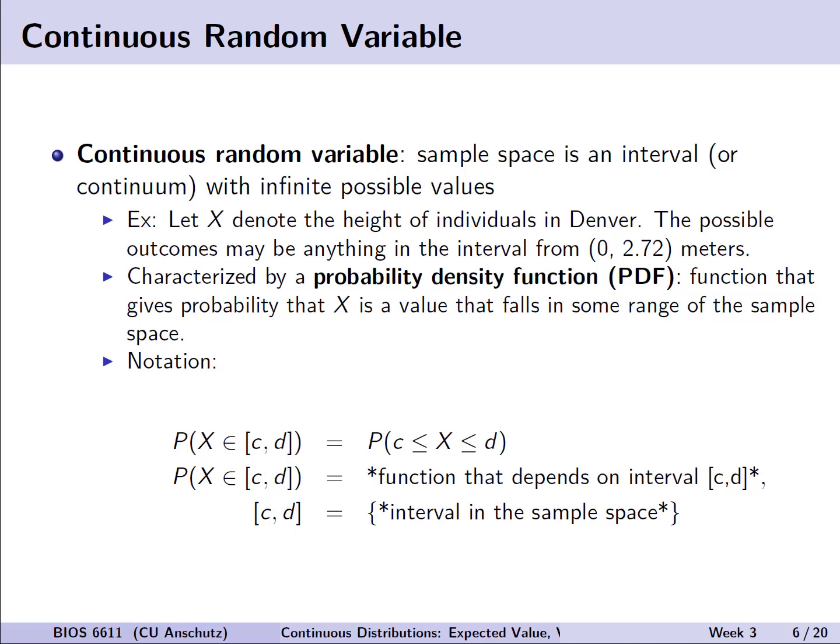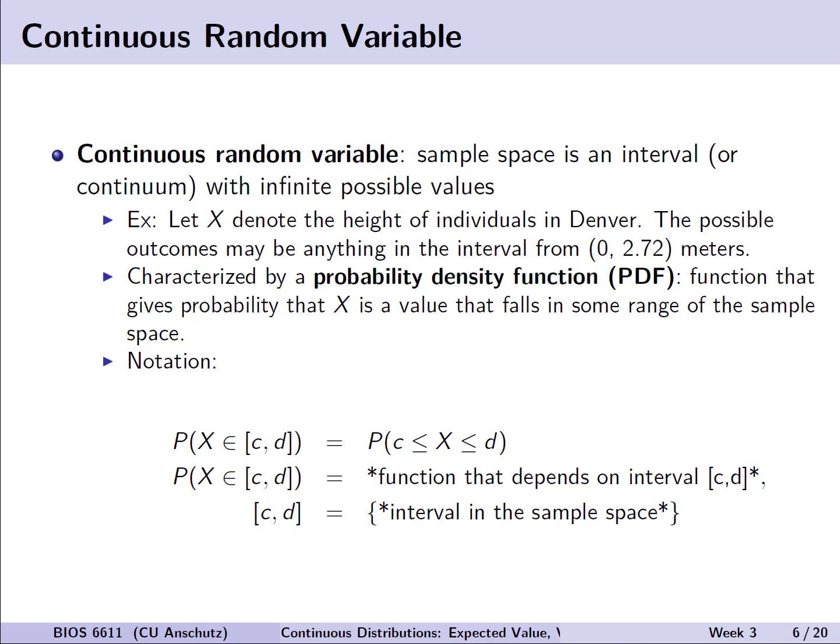For a continuous random variable, an example might be the height of individuals in Denver. The possible outcomes may be anything in the interval from 0 to 2.72 meters. Realistically, it'd be a little above 0, and 2.72 is the old Guinness Book of World Records max height achieved. But we can imagine that seems to be a reasonable window then of heights we might observe. So we could observe anything in that range from 2 meters exactly to 1.3212 meters, or any infinite combination or value between those.